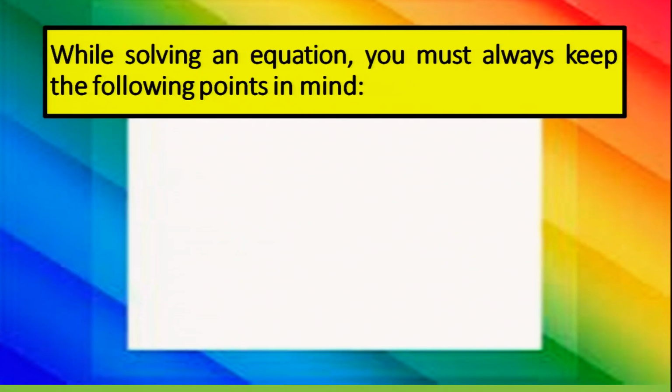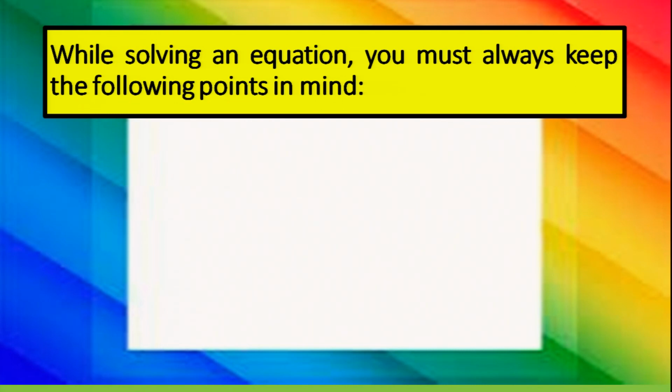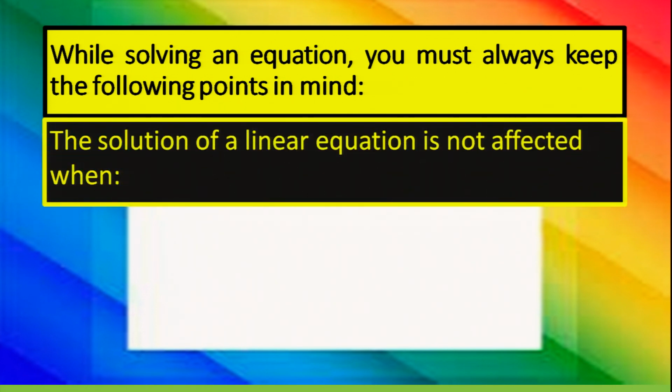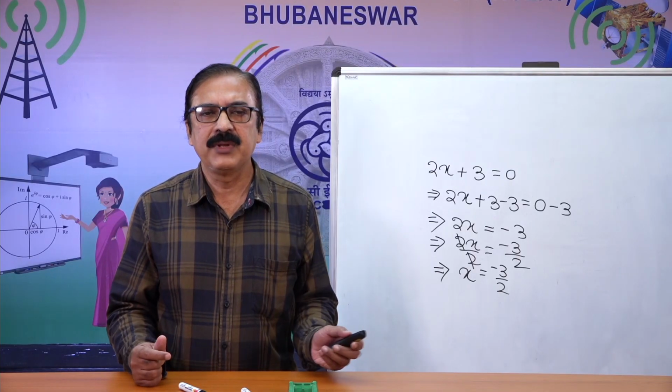Now see what to remember while solving an equation. While solving an equation, you must always keep the following points in mind. And what are the points? The solution of a linear equation is not affected when we add the same number or subtract the same number on both sides of the equation. If we add the same number on both sides, the solution remains the same. If we subtract some number, it will remain the same, as we noticed in the solution we performed here.